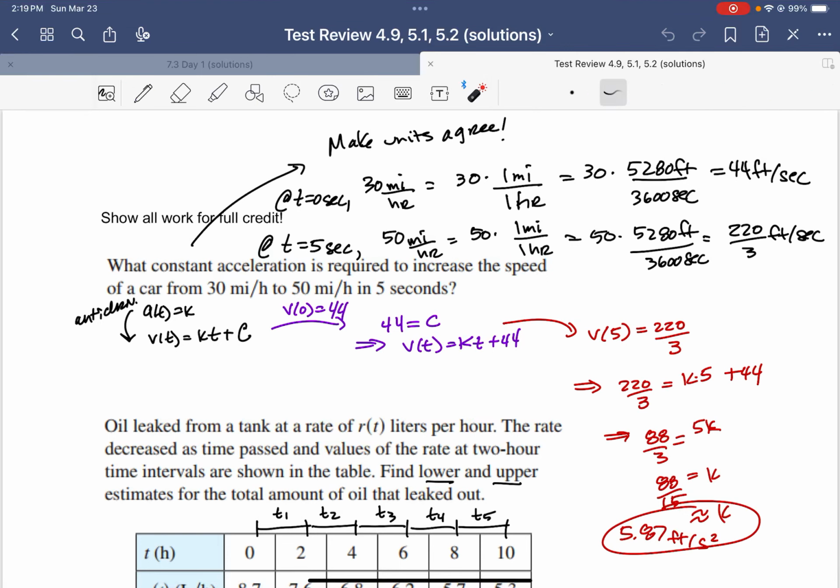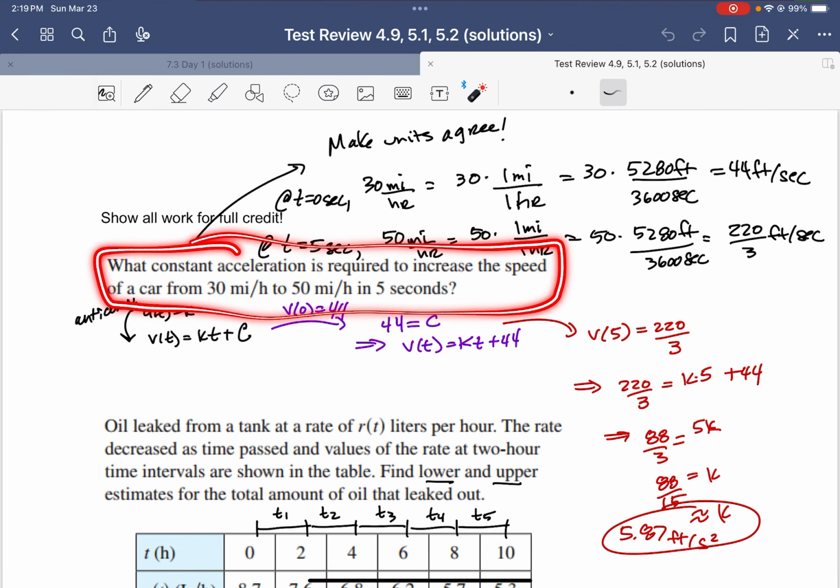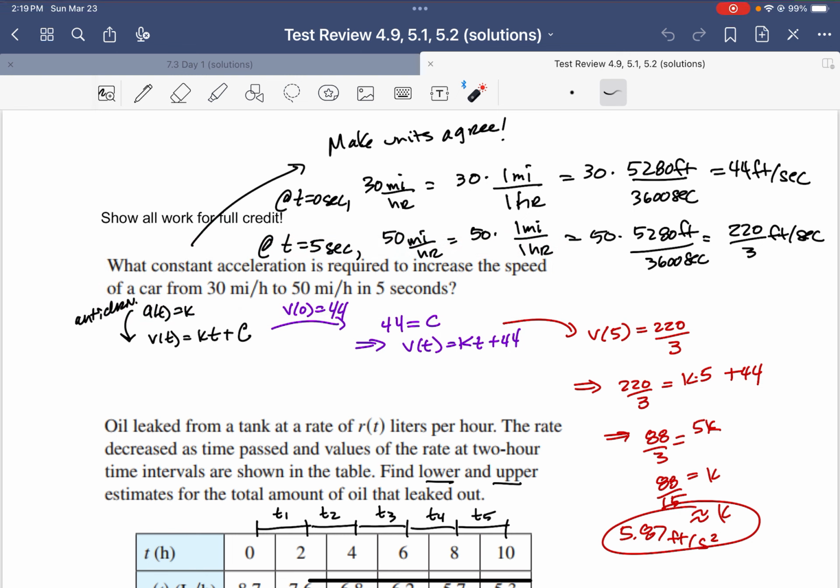So looking at this review, the first thing we notice on this question is that we need to make the units agree because it wants to know about the constant acceleration required to increase the speed from 35 miles per hour to 50 miles per hour in 5 seconds. So it says that we started off this fast.